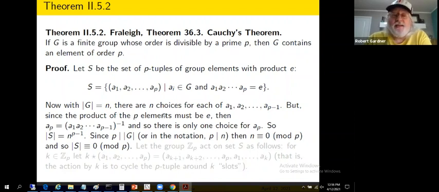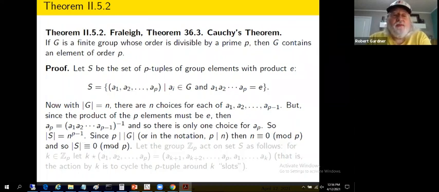We want to count how big set S is. Well, there's n choices for A1, n choices for A2, up through n choices for the second to the last of those elements in that P tuple. They could be anything. But the product of them must equal the identity. So there's only one choice for the last one. The last entry in that P tuple must be the inverse of the product of the first P minus 1 entries. So no constraints on the first P minus 1 terms, but then a constraint on the last term. So that tells us the cardinality of S must be n to the P minus 1 power times 1.